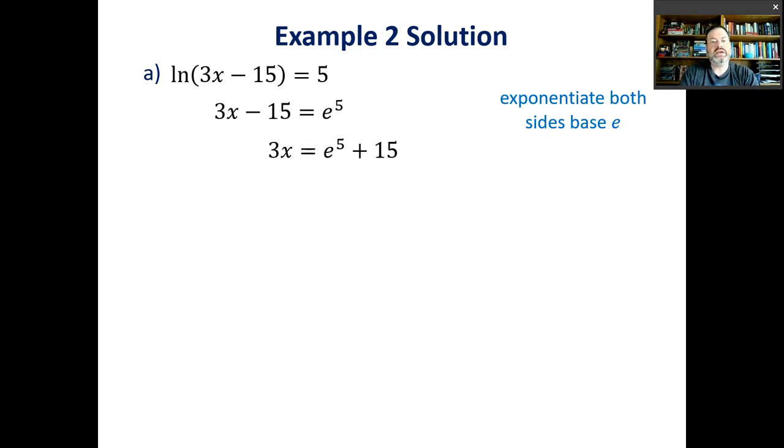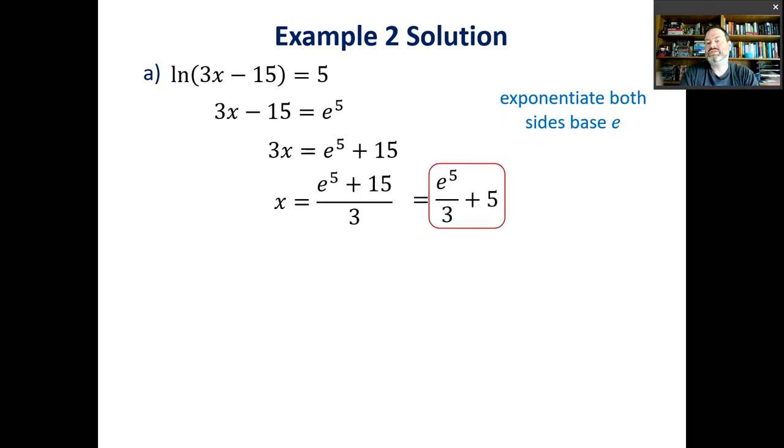Add 15 to both sides, divide by 3, and you might want to simplify a little bit. So that's what I called the answer. On the homework, if you typed this in for the answer, it would probably be fine. But it's always good to simplify this kind of stuff, just because things might cancel. All right, let's look at the next one.